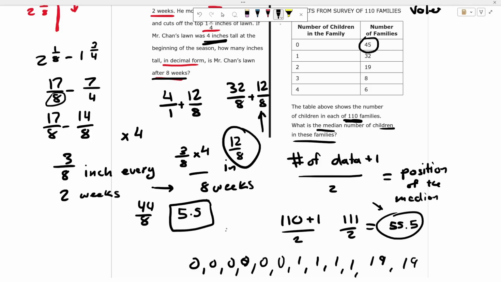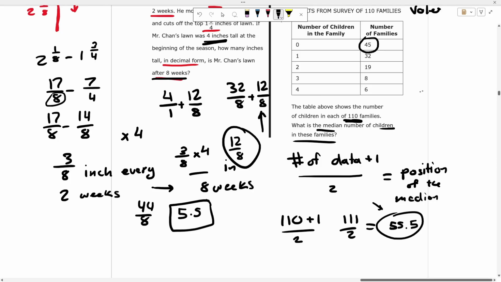But notice how every single one of these numbers has a position. This is the first piece of data, the second piece of data, the third, the fourth, the fifth, the sixth, so on and so forth. What my trick here told me is that the 55th and a half piece of data, or the number between the 55th piece of data and the 56th piece of data, is going to be my median.